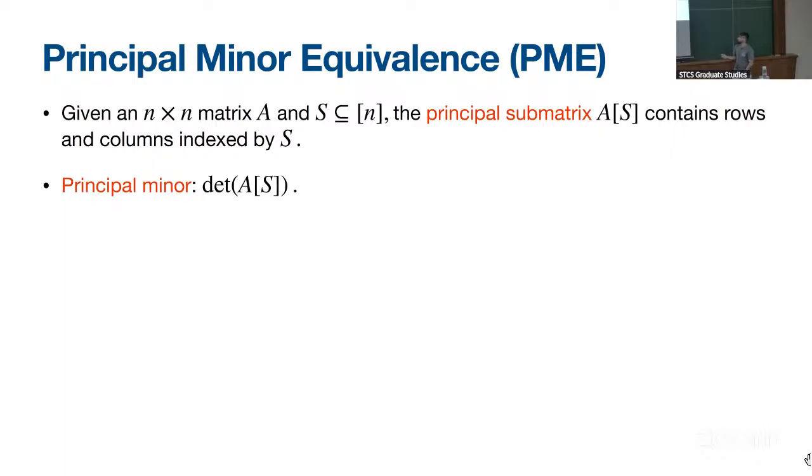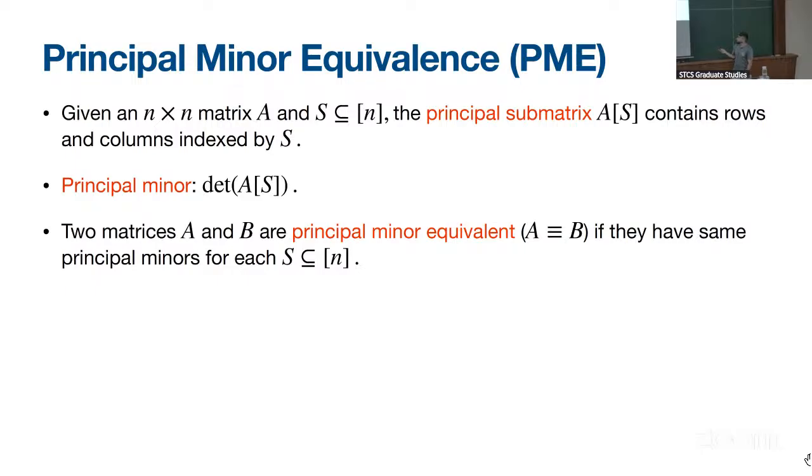Now, the corresponding principal minor is just the determinant of this principal submatrix. So, for an n cross n matrix, there will be 2 raised to n subsets of the index set. So, there will be 2 raised to n principal minors. And now, two matrices A and B are said to be principal minor equivalent if all these 2 raised to n principal minors are the same.